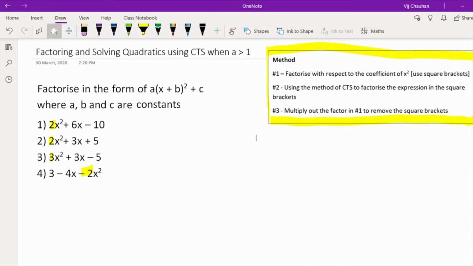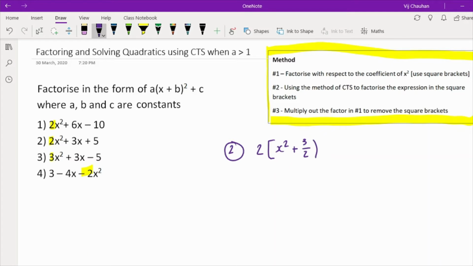So looking at example 2, the difference in this one is that here our coefficient of x is odd. So again, we're going to go through the steps. Here I've factorised out the 2, so I've got x squared plus 3 over 2.